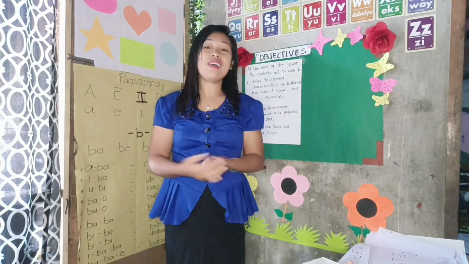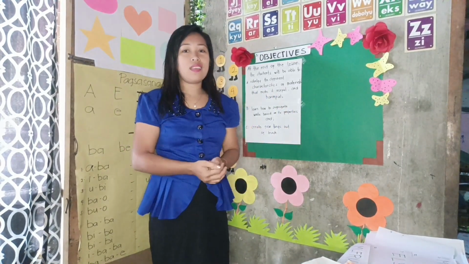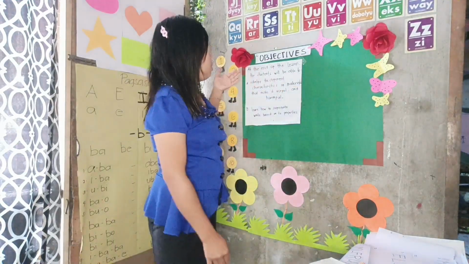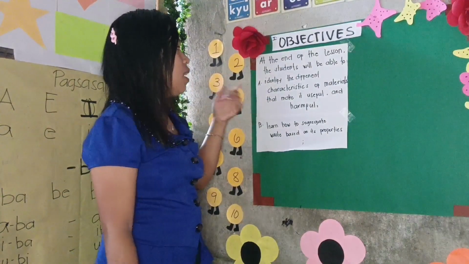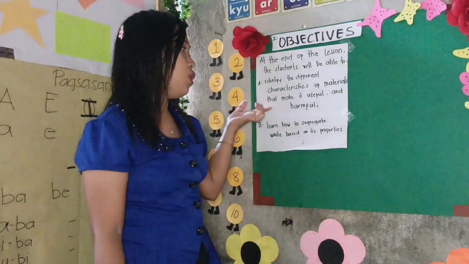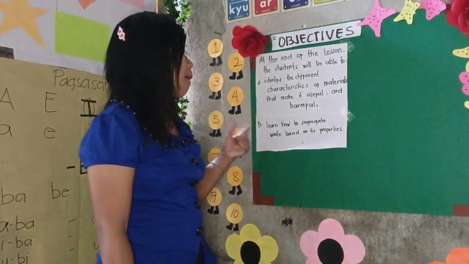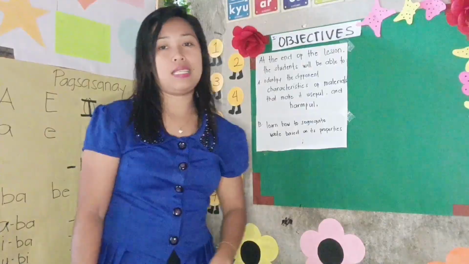Okay, so now that you are energized, please sit down, behave, listen to teacher, and we will continue our discussion. So before we start, here are our objectives. At the end of the lesson, the students will be able to: A. Identify the different characteristics of materials that make them useful and harmful.